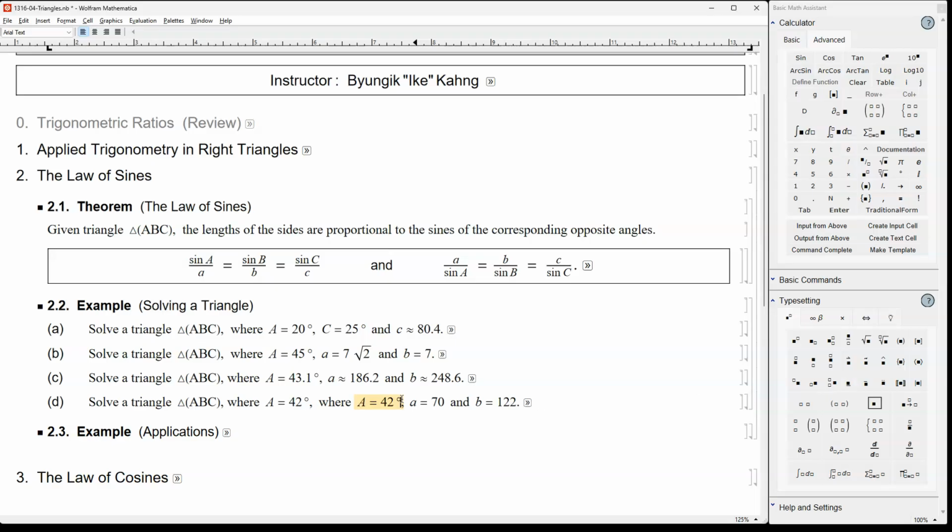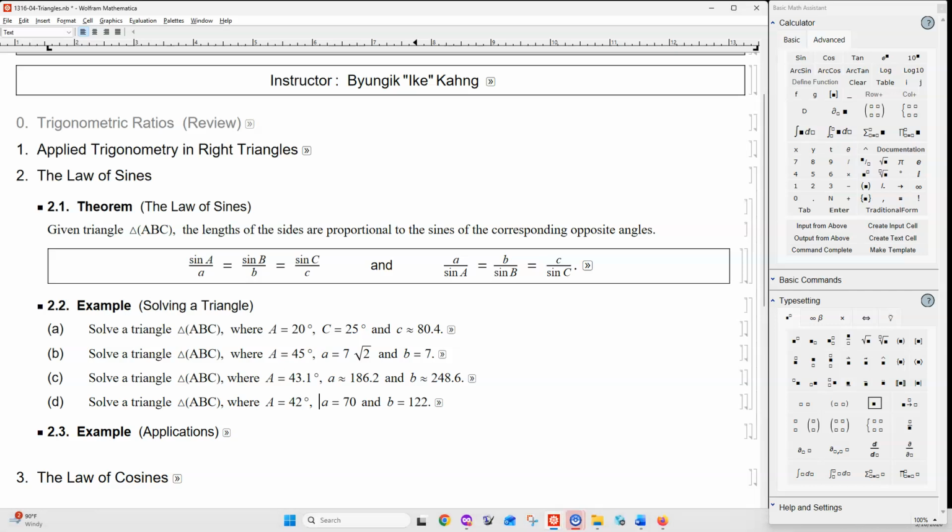Wait a minute, there's some redundancy here. A 42 degrees came twice. Okay, alright. Let's correct that. A is 42 degrees, and opposite side A is 70 units, small b is 122 units, similar as before, and then we can find out capital B and then capital C and small c.